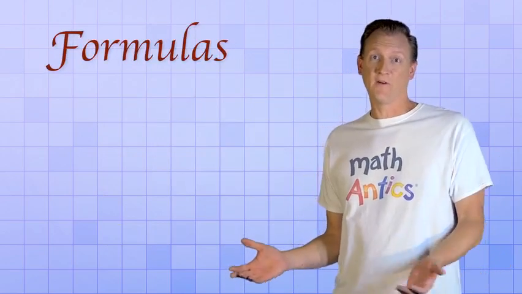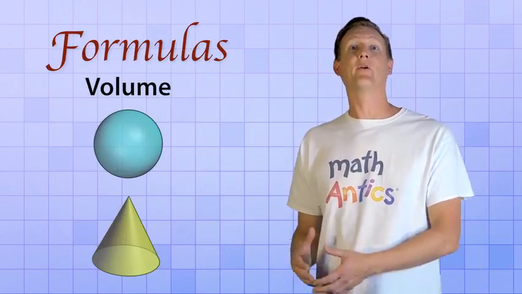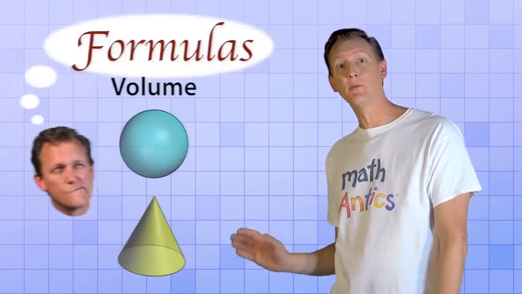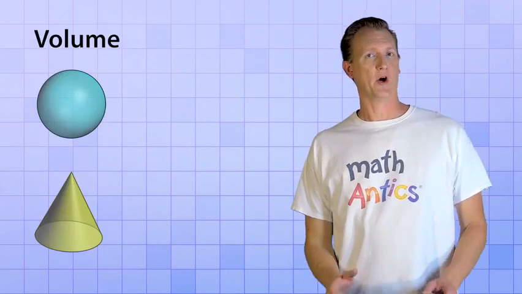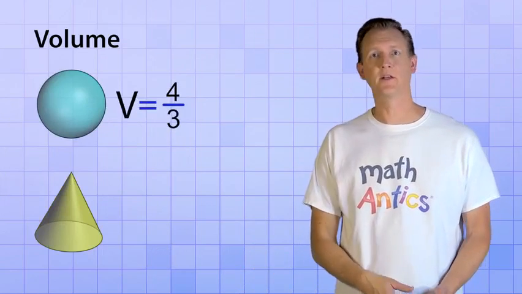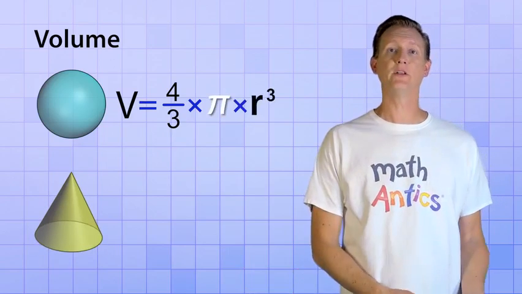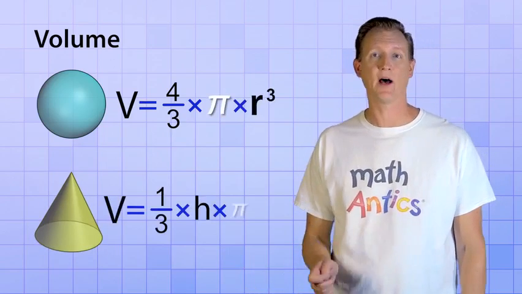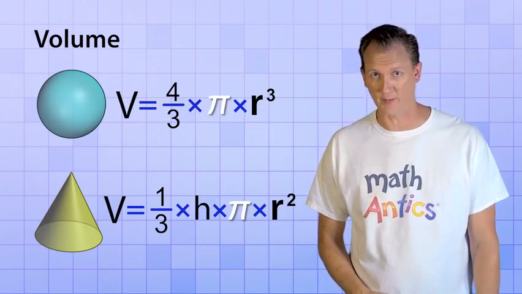Since the formulas for finding the volumes of spheres and cones are more complicated to explain, we don't have time to learn how we arrive at them in this video. So for now, it's best if you just memorize the formulas so you can use them on tests if you need to. To find the volume of a sphere, you use the formula volume equals 4/3 times pi times radius cubed. And to find the volume of a cone, you use the formula volume equals 1/3 times height times pi times radius squared. Let's try one example of each before we wrap up.